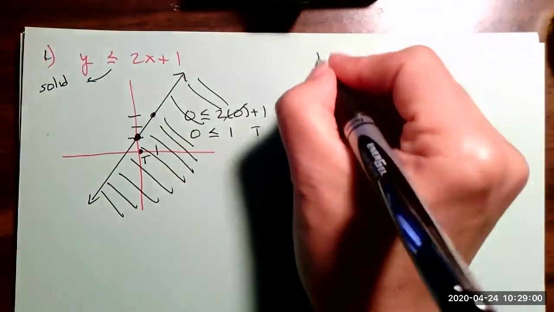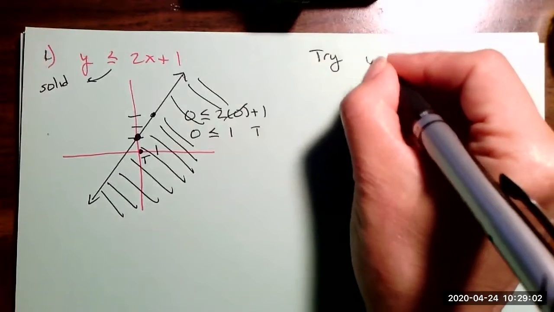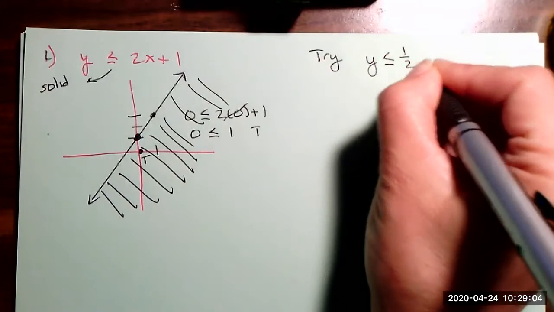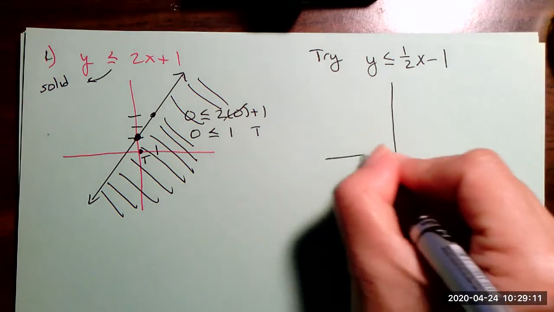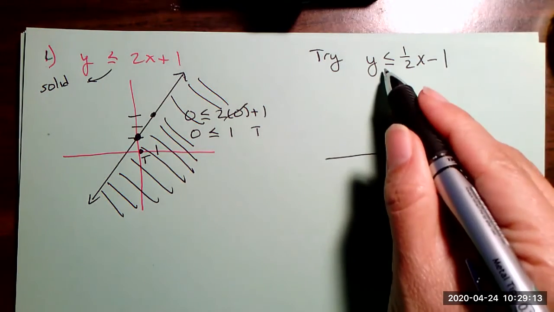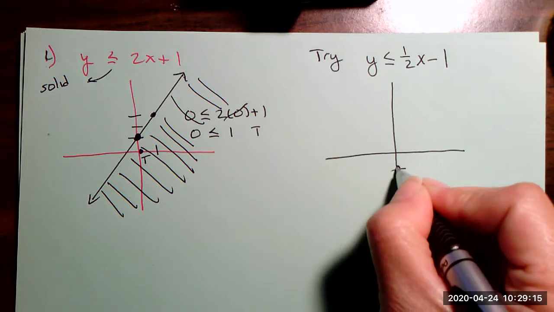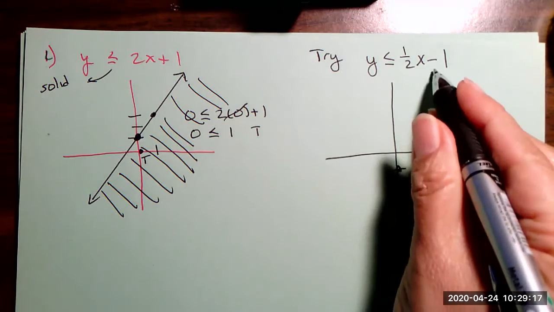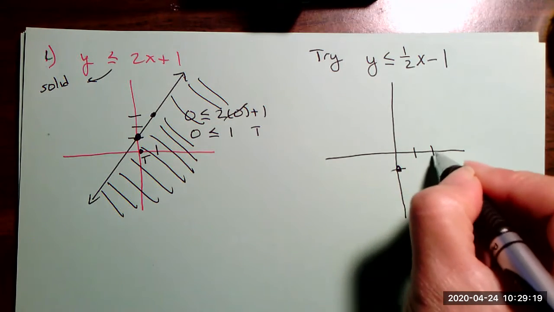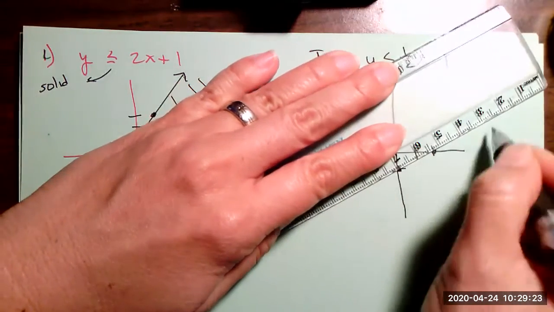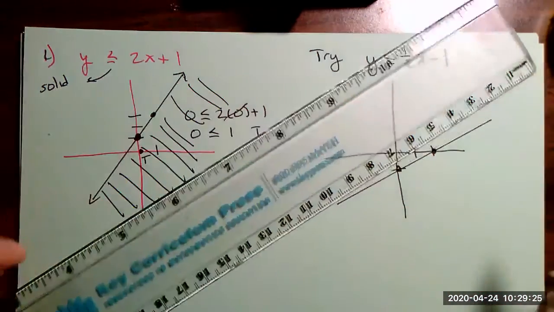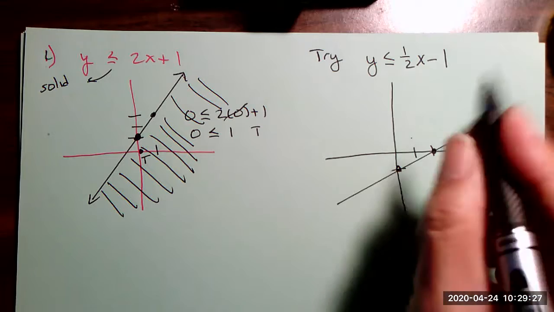All right. I want you to try this one. All right, let's check your answer. Okay, it's solid. So I'm going to start at -1, and I'm going to go up 1 over 2. Again, I'm going to just graph my line. Solid. Test the point 0, 0.